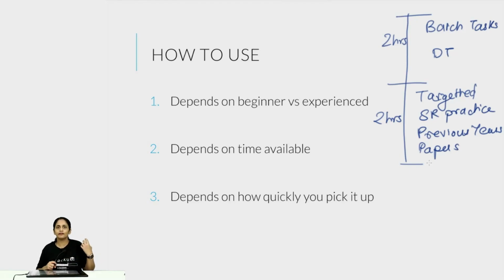For example, if you are not very sure about your quant or your DILR, but you're fairly confident about your VA section, what I would suggest in that case is that you spend a lot of time on concepts, concept coverage, and concept tests for the sections that you're weak on. And for the VA section, you should do the batch tasks, but practice should be one of the key aspects for sections you're comfortable with.